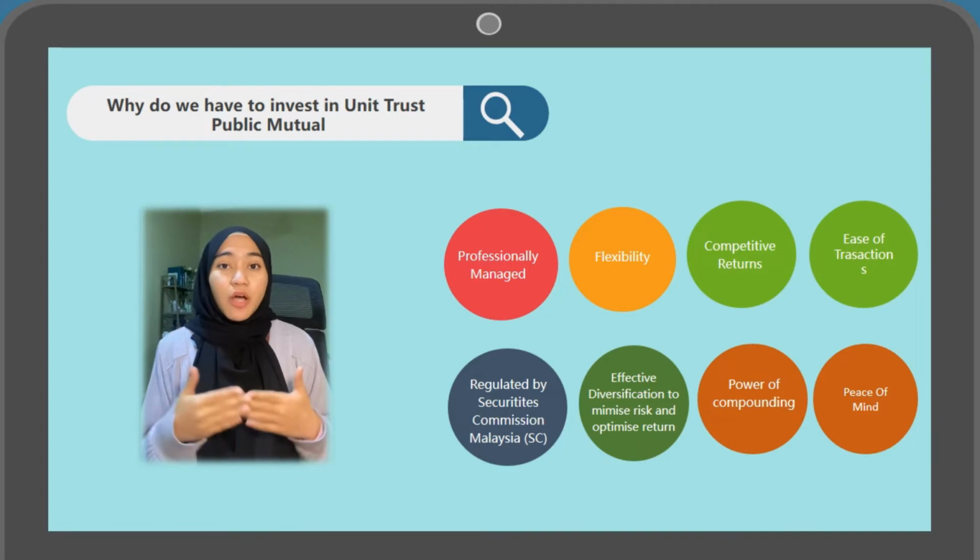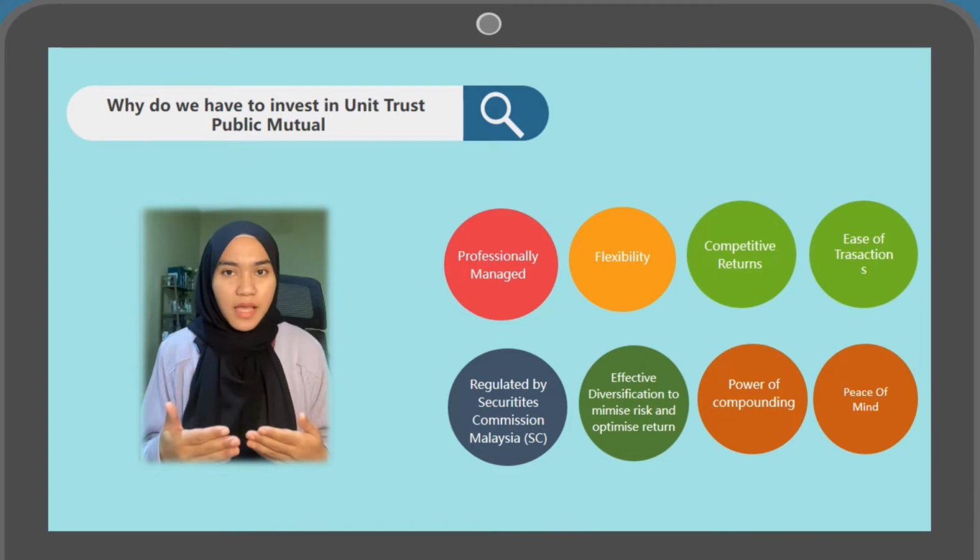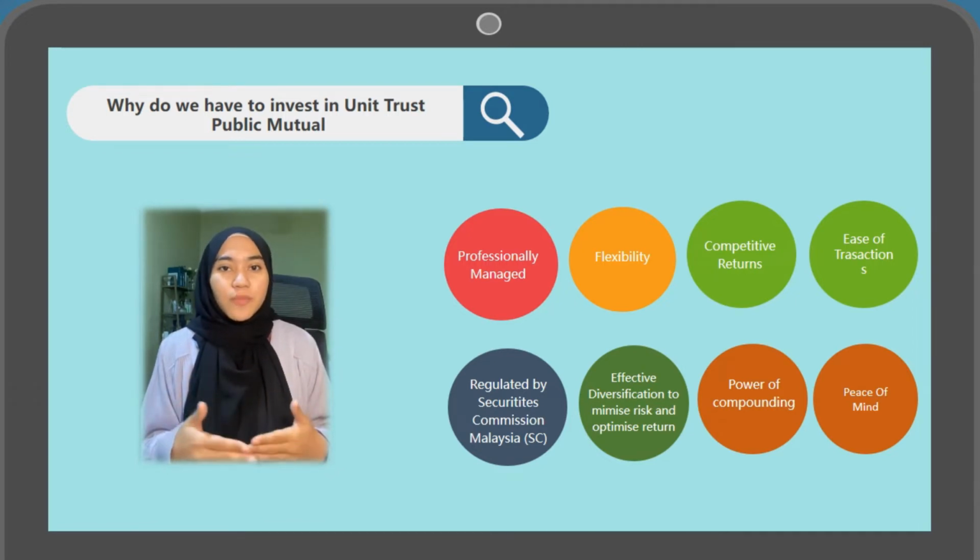Lastly, peace of mind. Unit trust assets are secure because the fund is not permitted to take out any loans in order to invest. The Securities Commission regulates a unit trust fund to protect investors' interests.